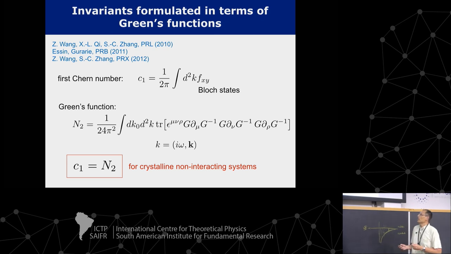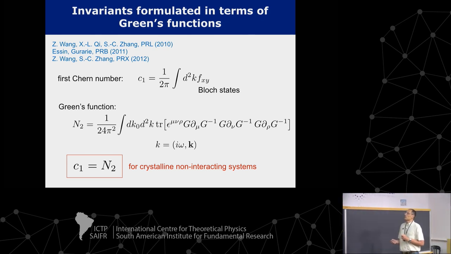And so they made a lot of effort to, for instance, formulate this integral here, which is the first Chern number, in terms of Green's functions. And Green's functions could be either single particle or many body. And so they showed in this sequence of three papers that, for the first Chern number, you have a very complicated expression based on Green's functions, which they can show maps one-to-one for crystalline non-interacting systems. The two expressions are the same.